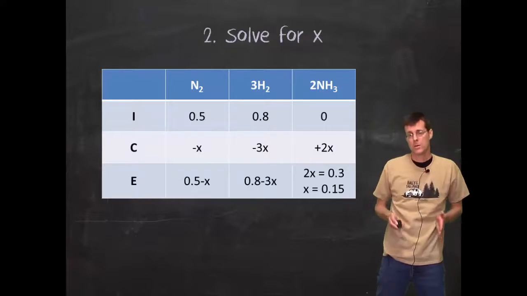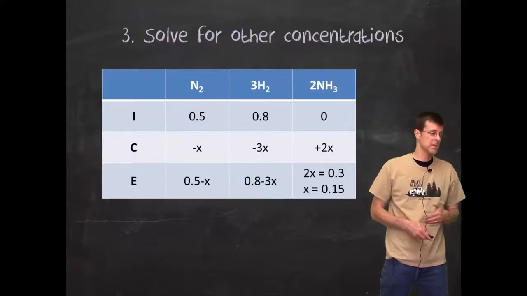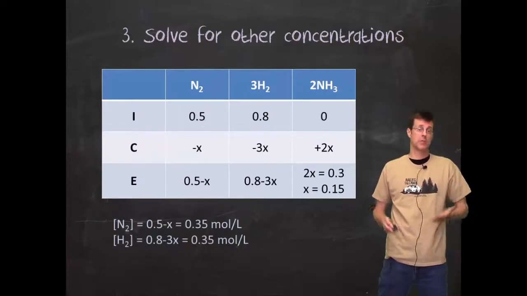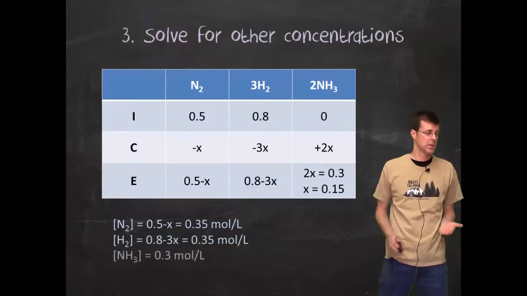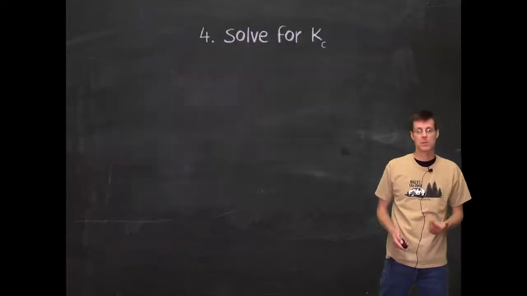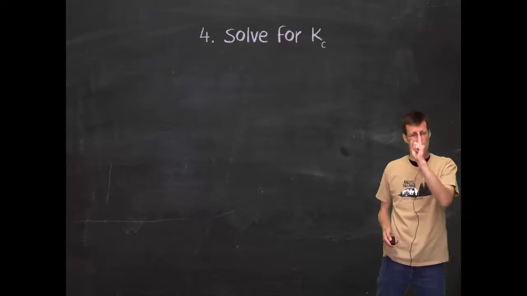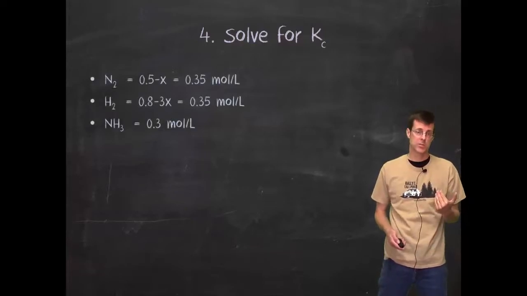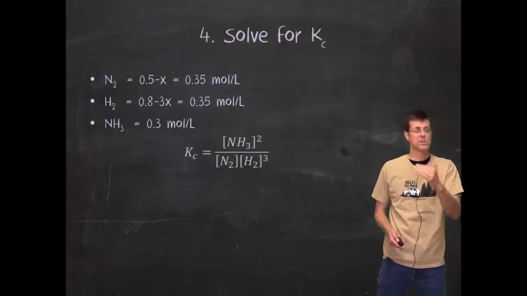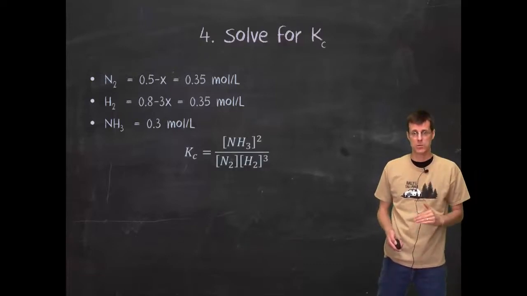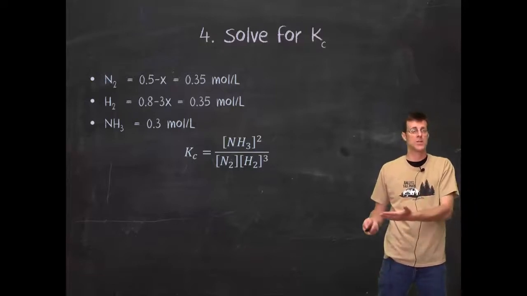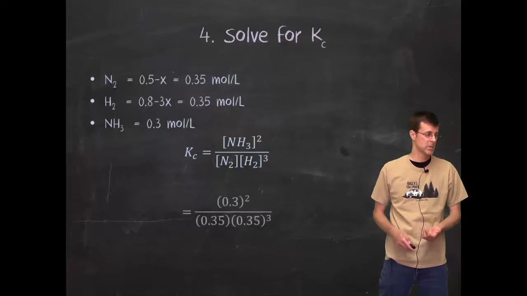So substitute my known value in for x, and I can calculate the other concentrations. And there we have it. Now from here, I have everything I need to know to solve for K, except one thing. I need not only my equilibrium concentrations, which I just solved for, but I also need to know my equilibrium expression. That's products on top, reactants on the bottom, the balancing numbers become the exponents.